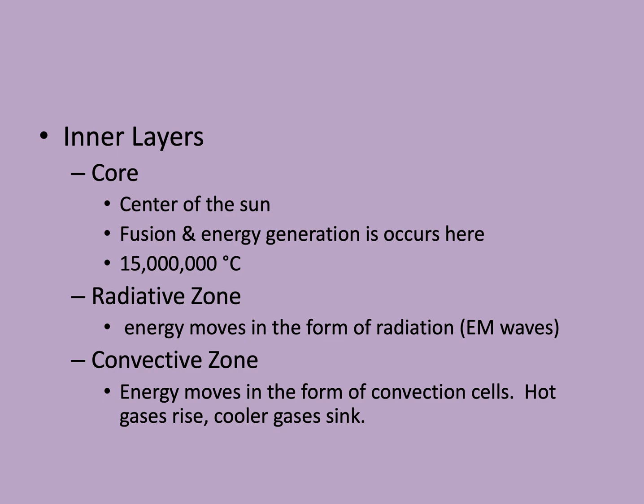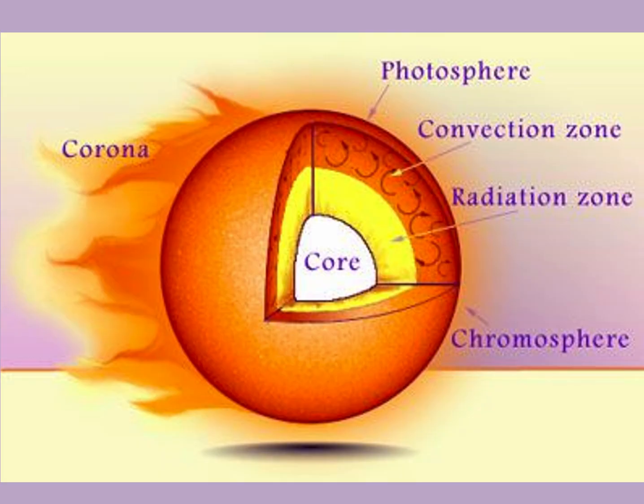So the light that you're now seeing actually left the core about 170,000 years ago, so this was around the time of the cavemen. Above the radiative zone is the convective zone. Here energy is moved in convection cells, hence the term convective zone. So hot gases rise, they reach the top of the convective zone, they cool down, and then they sink back down towards the radiative zone.